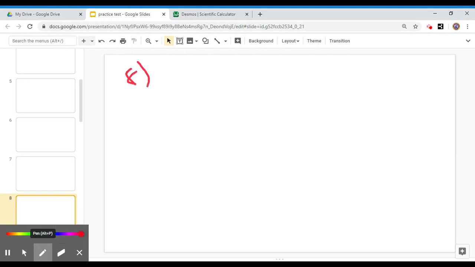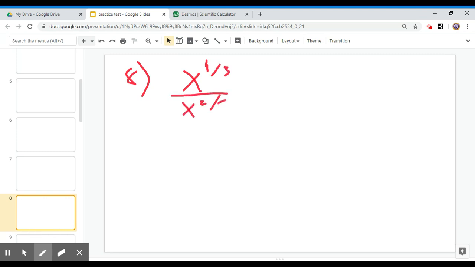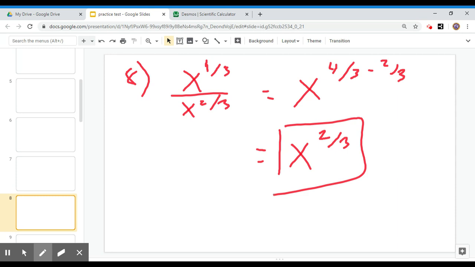Okay, number 8, similar idea. So we've got x to the 4/3 over x to the 2/3. Since it's division, that means we can subtract. And conveniently, we already have a common denominator here. So this is going to be x to the 4/3 minus 2/3 power, which is just 2/3. 4 minus 2 is 2.